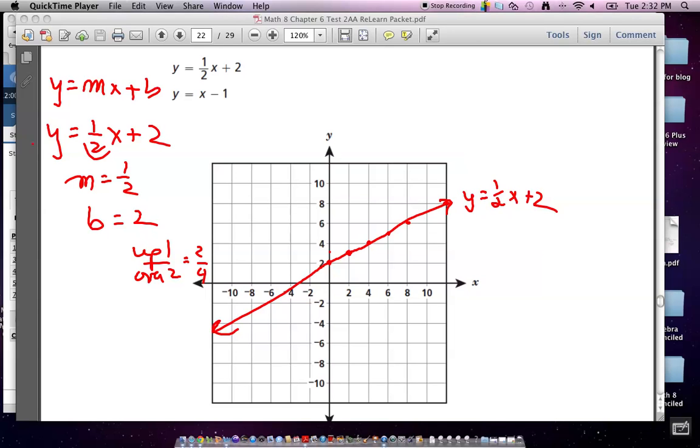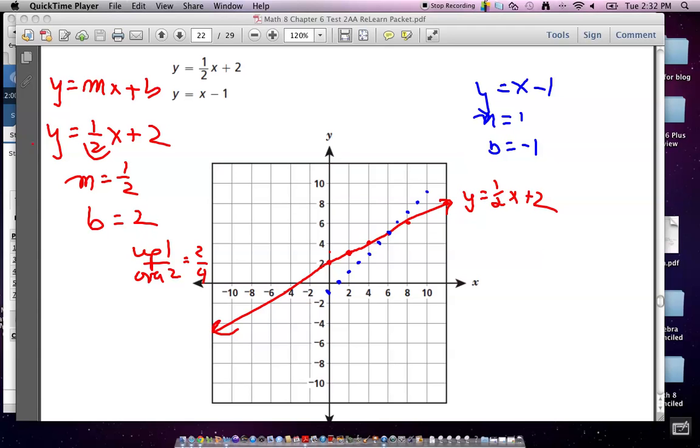Now, I'm going to do y equals x minus 1. Now, the y equals 1/2 x plus 2 was not a difficult one, but this one is very difficult to graph on this. The slope is 1, the y-intercept is -1. So here's the -1. Now the slope is 1. So that means I'm going to go up 1 over 1, up 1 over 1, and so on, which is really up a half over half, up a half over half, up a half over a half.